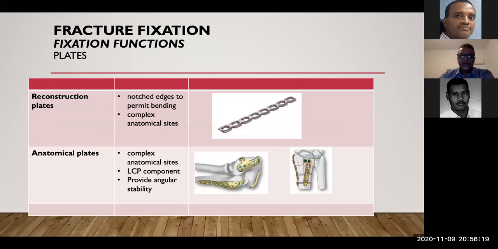Also, we have the reconstruction plate, and we use this plate in different areas around the joints, and also in pelvic fractures. And recently we have all these anatomical plates which can be used in complex anatomical sites, and normally they have an LCP component. We can use them to compress the fracture, and also because they have locking holes, it gives us angular stability.